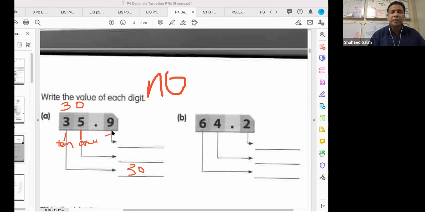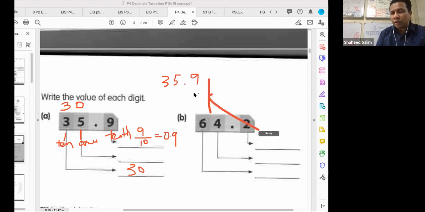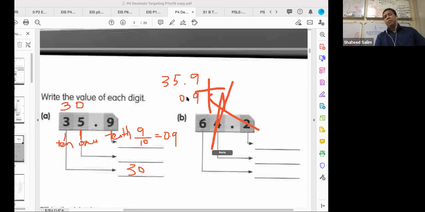Then this one, down here, this is tenths. Remember, I show you, this one down here is divided by 10. 9 divided by 10. That's the value, but we write it as 0.9. Now, how to write as 0.9? We can see 35.9. We just take out the 9, we put the 0 in front. What is that? Okay. So down here is 0.9. This one is 5.